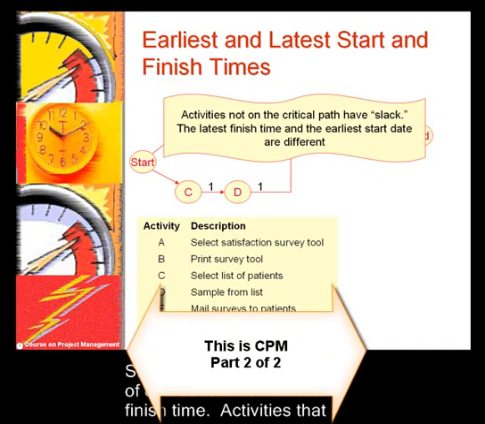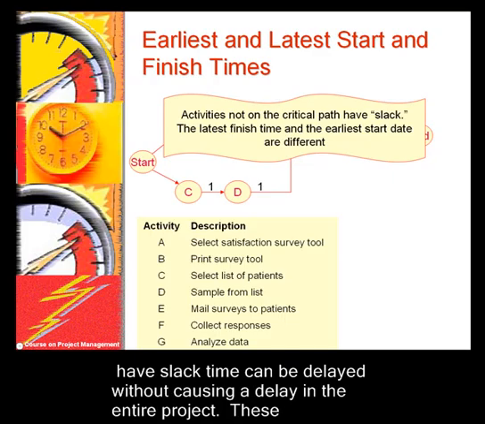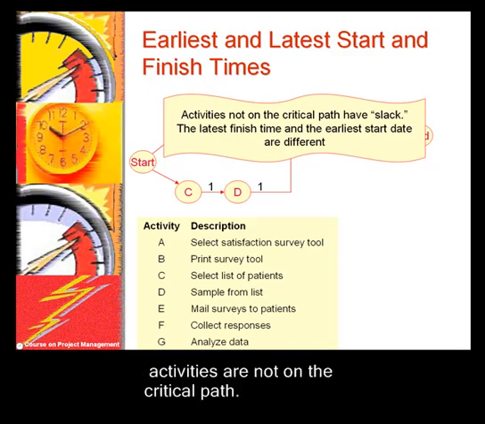Slack refers to the difference of earliest start and latest finish time. Activities that have slack time can be delayed without causing a delay in the entire project. These activities are not on the critical path.